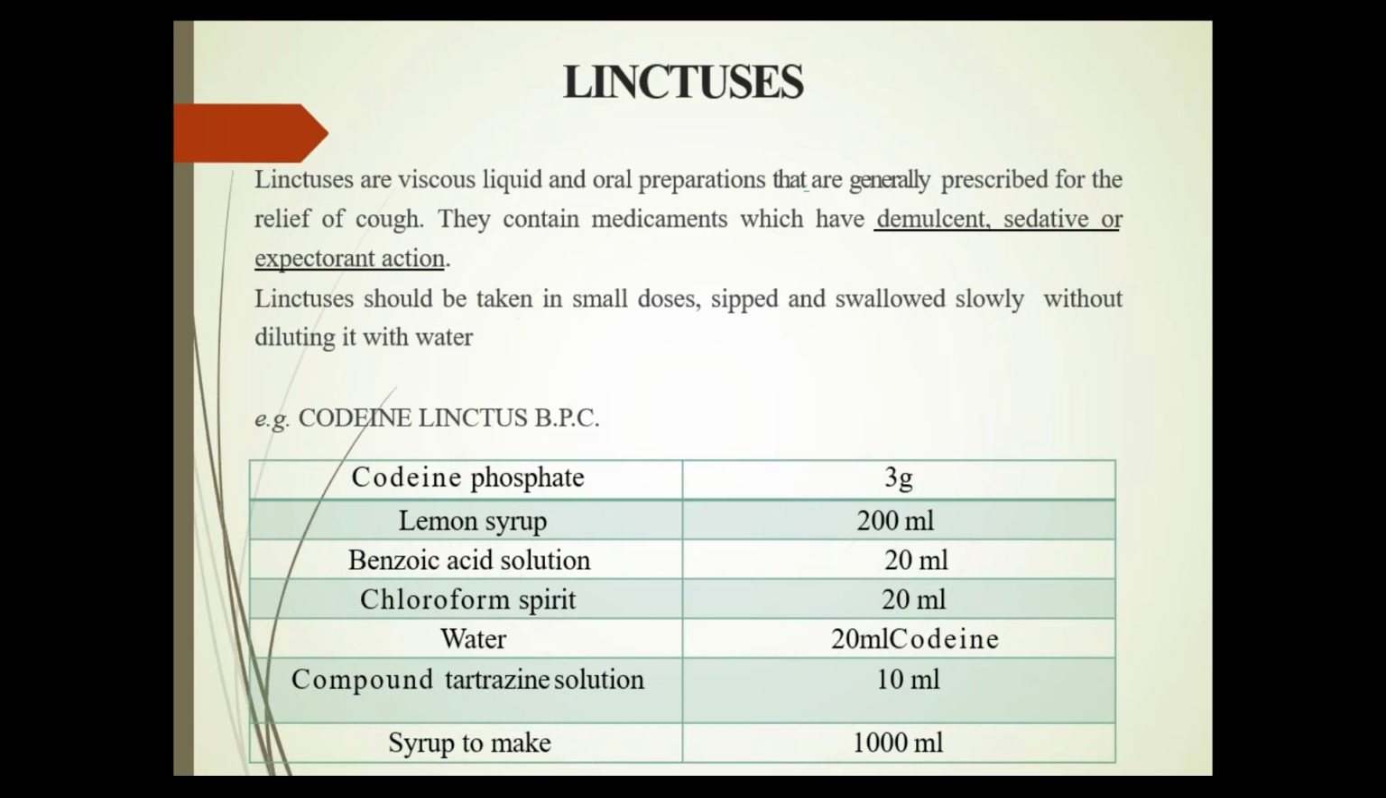and produces the effect. There are various ingredients in codeine linctus BPC: codeine phosphate, lemon syrup, benzoic acid solution, water, and syrup to make up the volume.